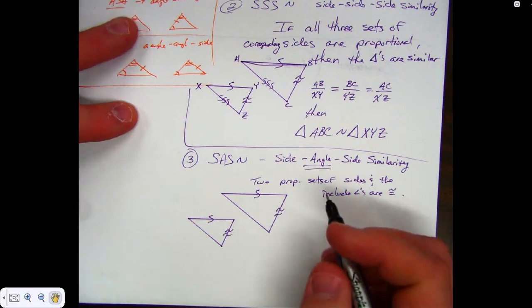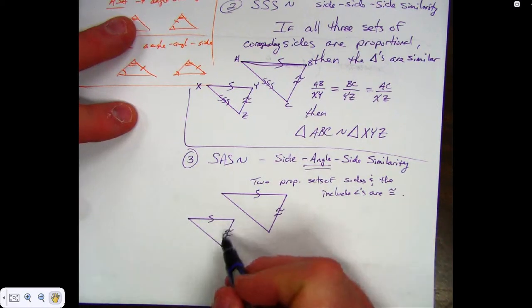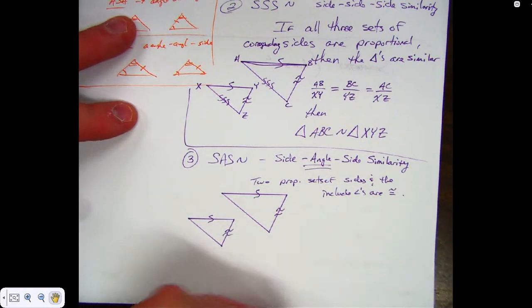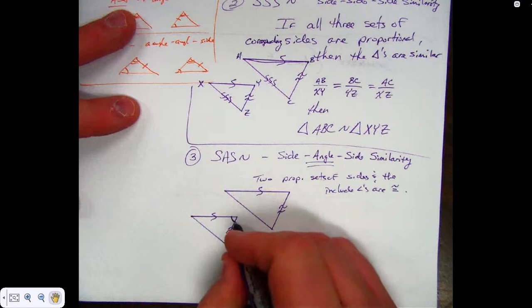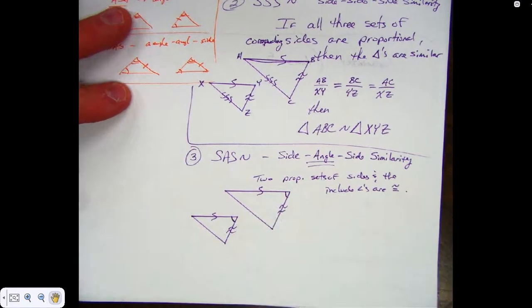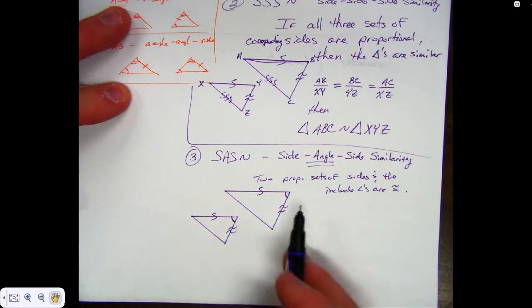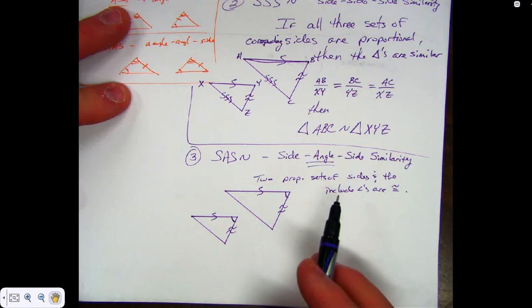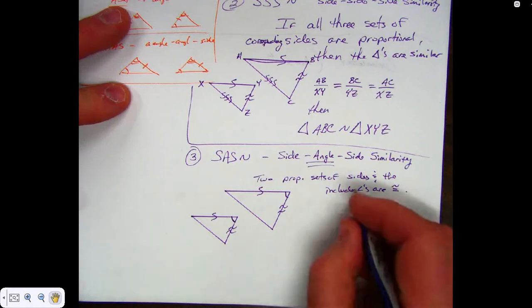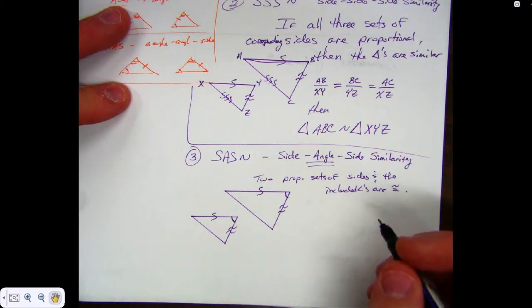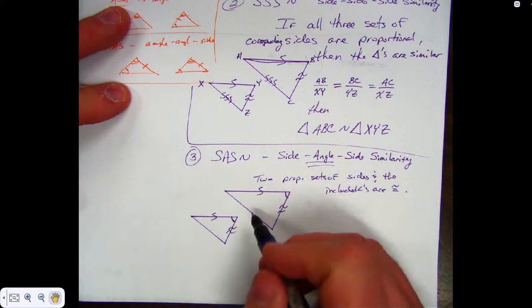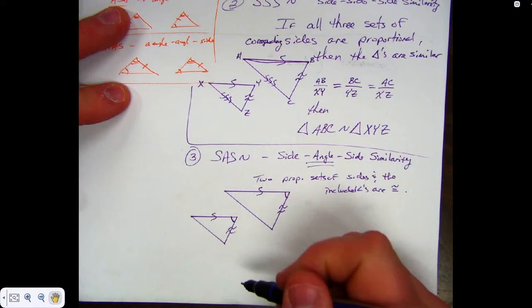Which angle would it have to be? Top left, top right, bottom? The angle congruent would have to be the top right, and that's the only possible one there, because that's the included angle. Remember that, because the A is in between the two S's, right?